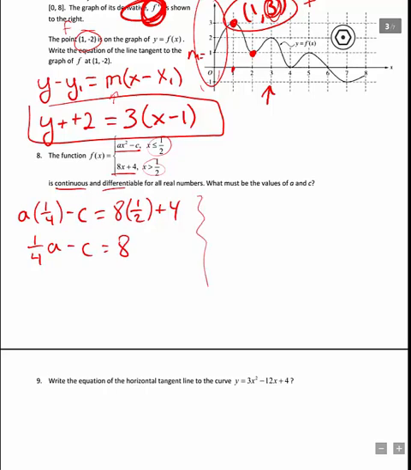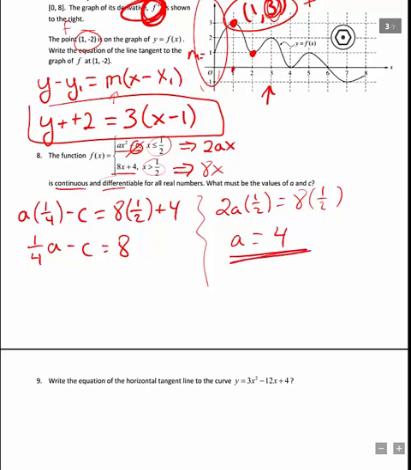Then we also have, from the differentiable part, that means we can take the derivative of both of these. So the derivative would be 2ax, and the derivative here, right, minus c, that's a constant. When you take the derivative, it just goes to 0. And then the derivative here is 8x. So we say, when we plug in 1/2, 2a times 1/2 equals 8 times 1/2. That gives us a equals 4.